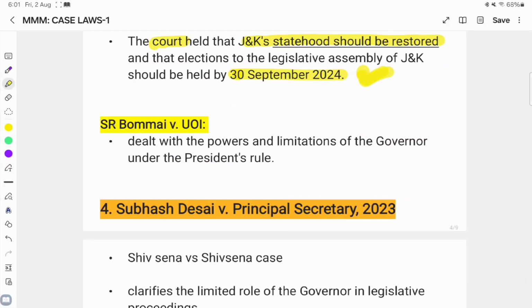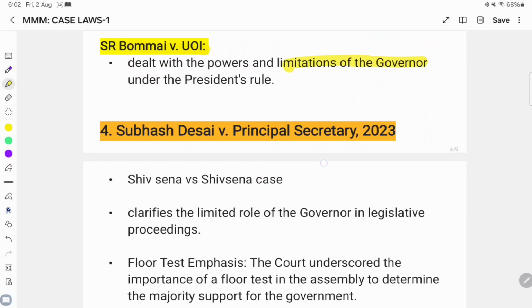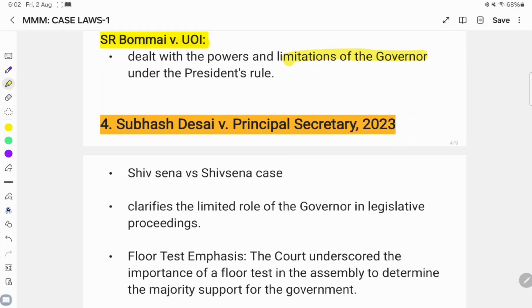Related to this case, there is the SR Bommai case. In this case, the Supreme Court said that there are limitations on the Governor's power. So this also you can read and you can quote related to the Governor's power. The next important case is Subhash Desai versus Principal Secretary, 2023.